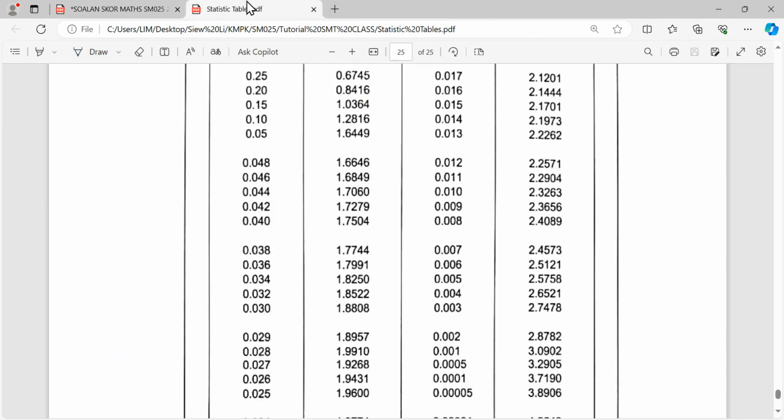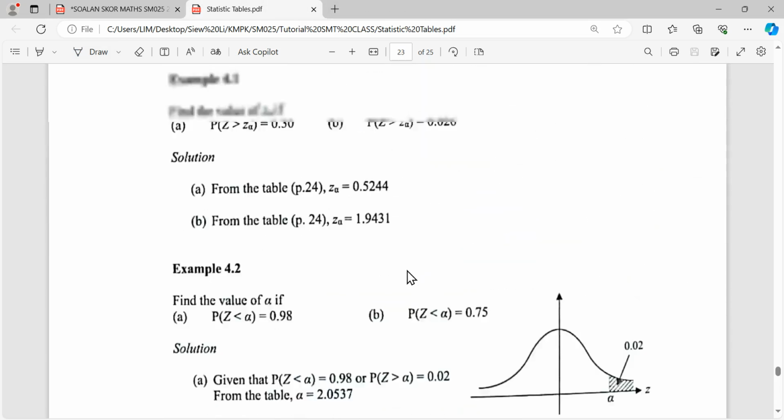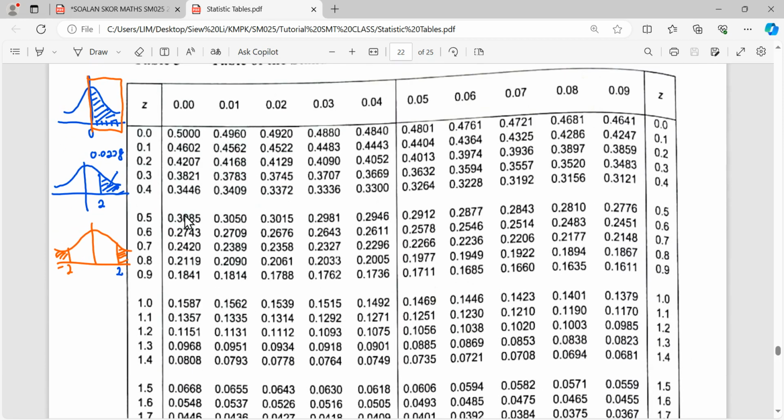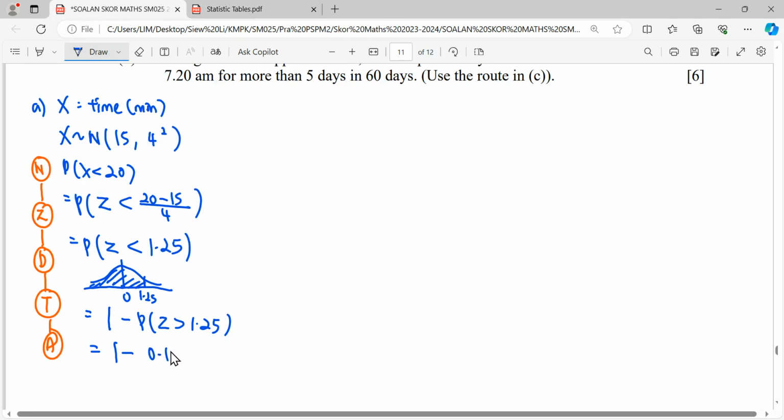So read out the value from the normal distribution table, 1.25, which is 0.1056. So simplify this answer. So here we have our probability. Then we move to the second question, B.